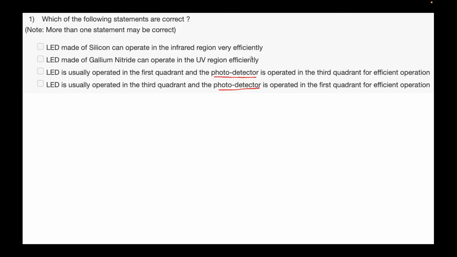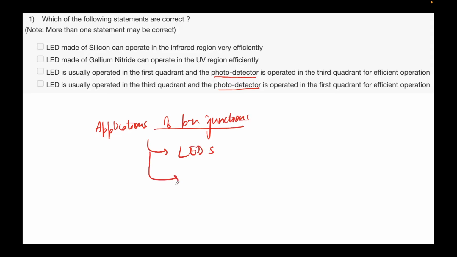So what I'll do is talk briefly about these devices, just for the sake of completion. If you refer to Professor Digvijay's video lectures, these devices are listed under applications of p-n junctions. So essentially there are three devices that are talked about: LEDs, light emitting diodes. It's a diode, light emitting diode. The second device, also listed in this problem, is the photodetector, and the third device that has been talked about is the solar cell.